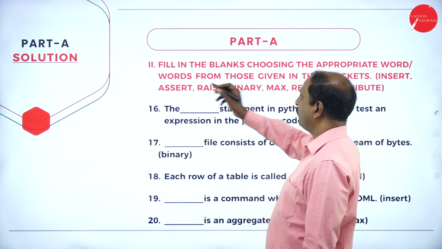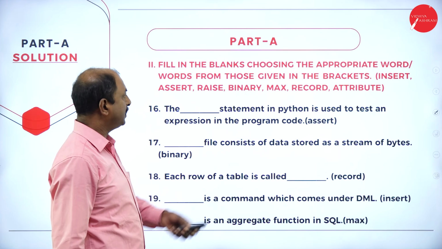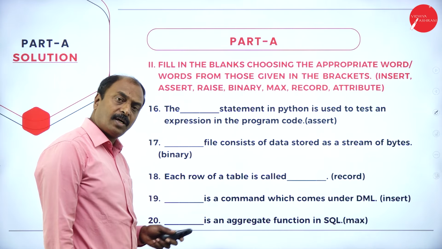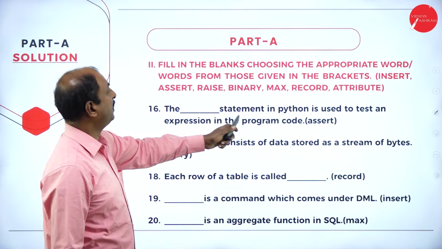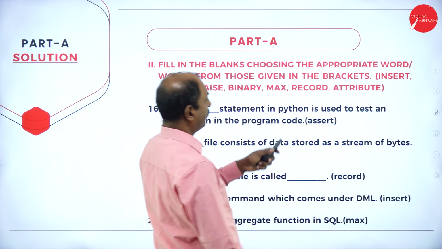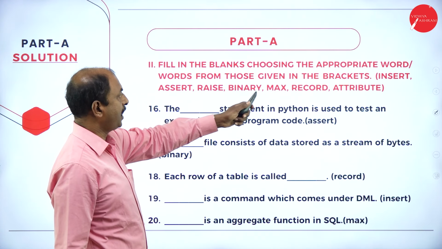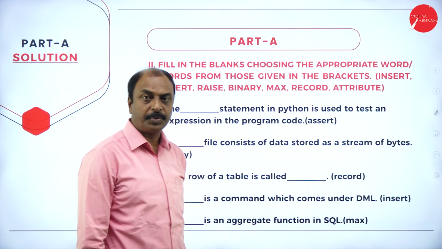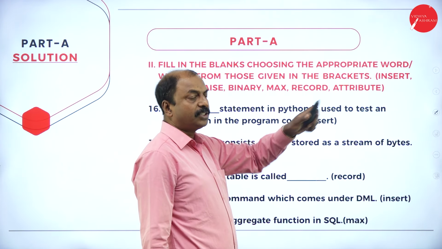Next, under Part A, we have the second main. So here this is the fill in the blanks, and options are given. So we have to select the right options for this fill in the blanks. First one is: dash statement in Python used to test an expression in the program code. So here options are assert, raise, binary, max, record, attribute, and insert. These are the options given. So the answer for the first one is the assert statement.